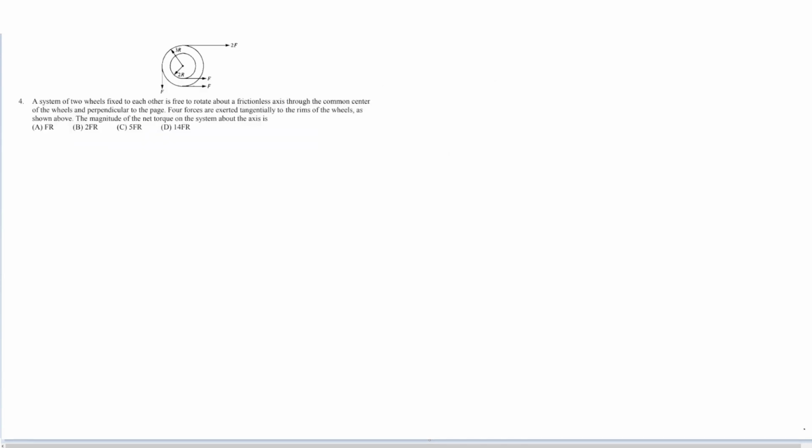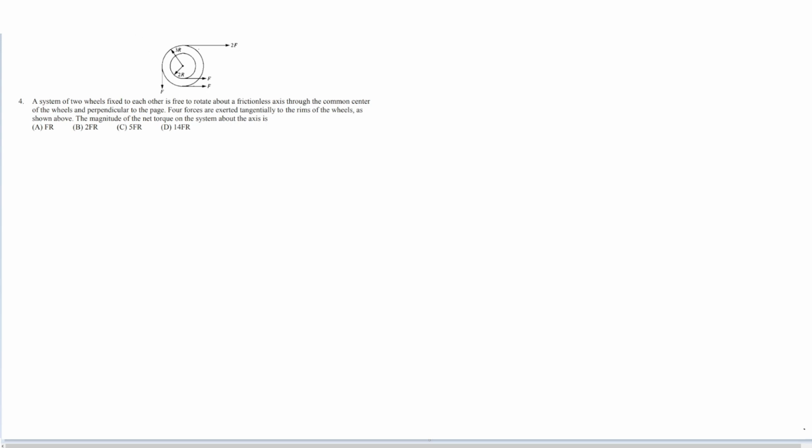All right, so taking a look at this next question, we see a system of two wheels fixed to each other, free to rotate about a frictionless axis through the common center of the wheel and perpendicular to the page. Four forces are exerted tangentially to the rims of the wheel as shown above. The magnitude of the net torque on the system about the axis is what?